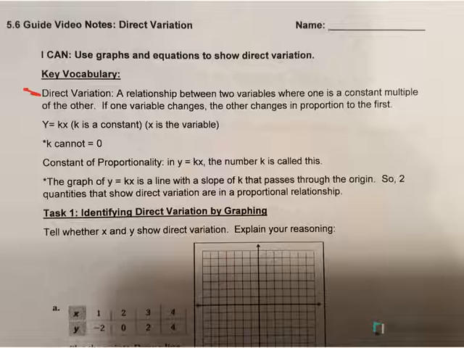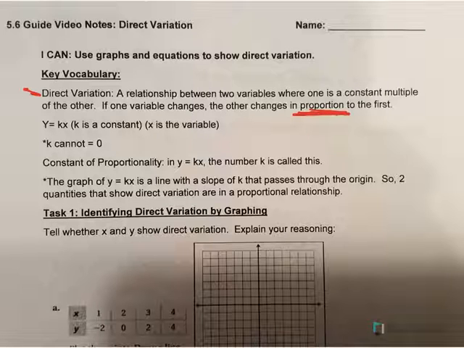Direct variation is a relationship between two variables where one is a constant multiple of the other. If one variable changes, the other changes in proportion to the first, and that's the key word, in proportion to the first. So we can have a relationship where if one variable changes, the other also changes, but the key is that they are changing in proportion.